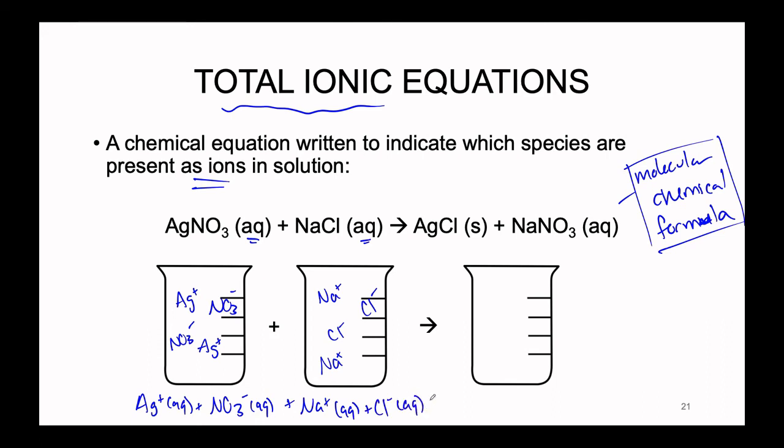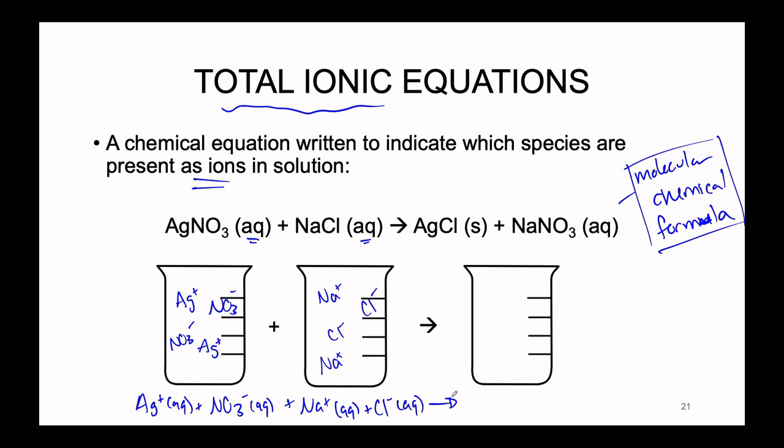This total ionic representation of our chemical equation better represents the state of being for the ions inside of their separate containers. On the product side of our total ionic equation, we're going to take the same approach. We're going to separate the ions that are dissolved and keep the solids together.